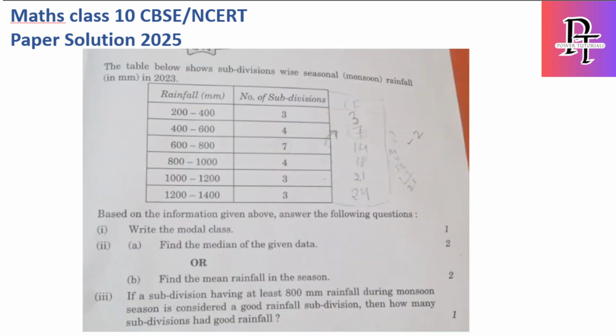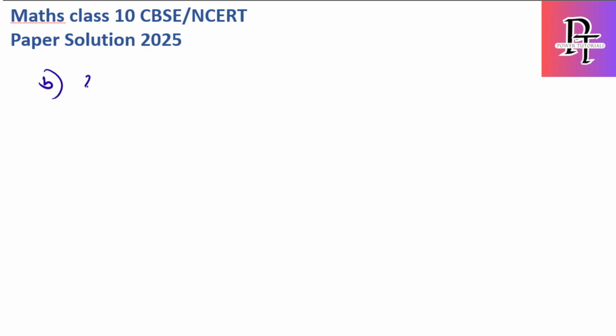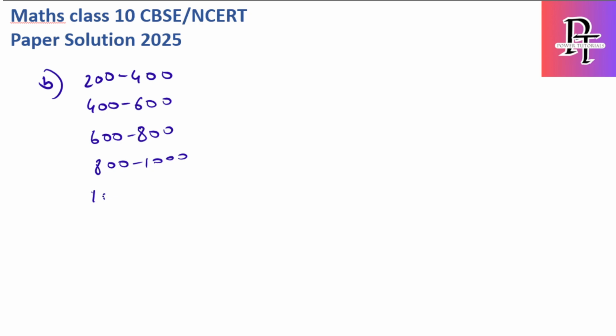For mean there is no need for cumulative frequency, but we need to write the other values. So let's draw the table again. 200 to 400, 400 to 600, 600 to 800, 800 to 1000. In the exam anyway you have to solve only one, but here I am solving for both.